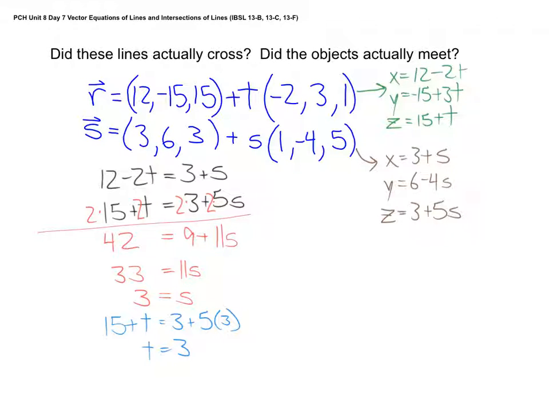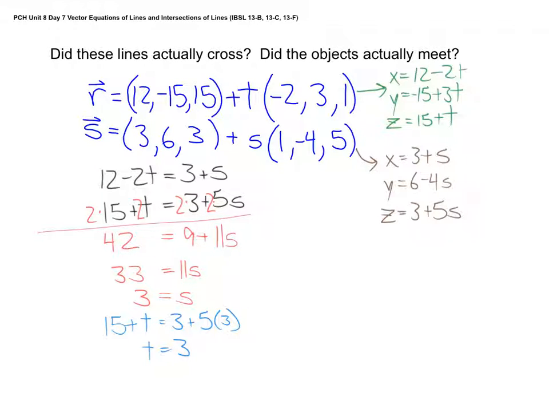Okay? Now, this is why I want to make sure that you find both of them. We never did use the y equations on this, did we? It's possible that the two lines are at the same values of x and z, but their y's are different. So you need to find both times.